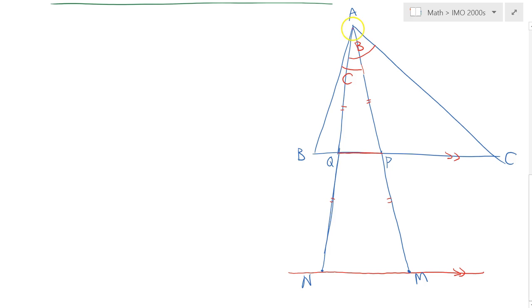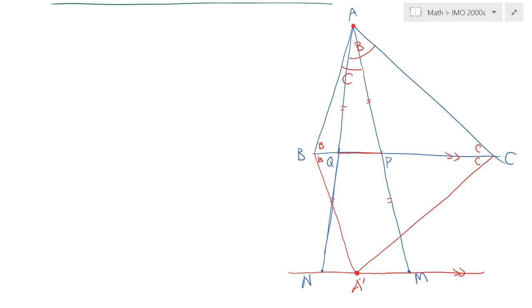It's no surprise that if I reflect point A across BC, it will fall on that line. So A prime, let me call it, and these angles are preserved. So this is angle B, this is angle B. I just reflected BA to BA prime, and CA is reflected into CA prime. So this is angle C, this one is also angle C. But I hope it's clear that point A prime, which is a reflection of point A across the side BC of our triangle ABC, is on the line NM.